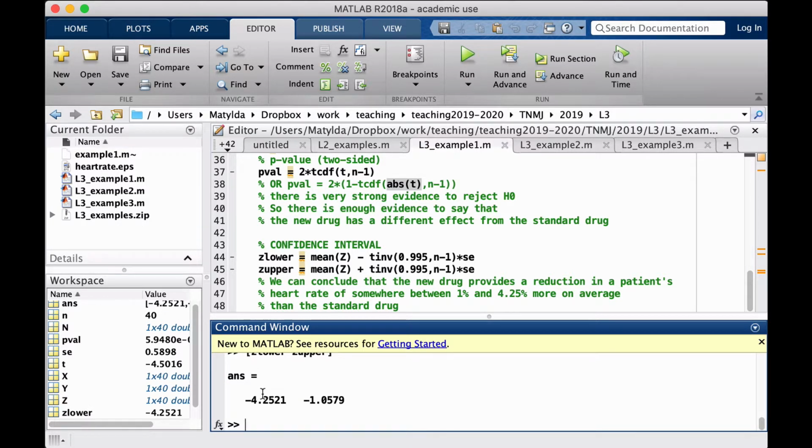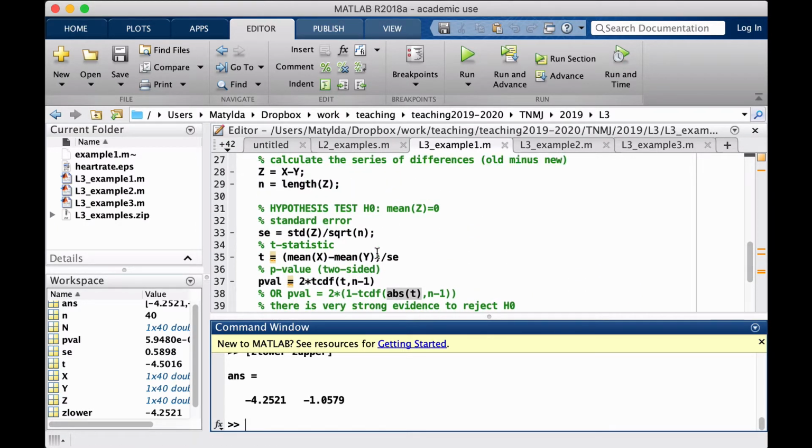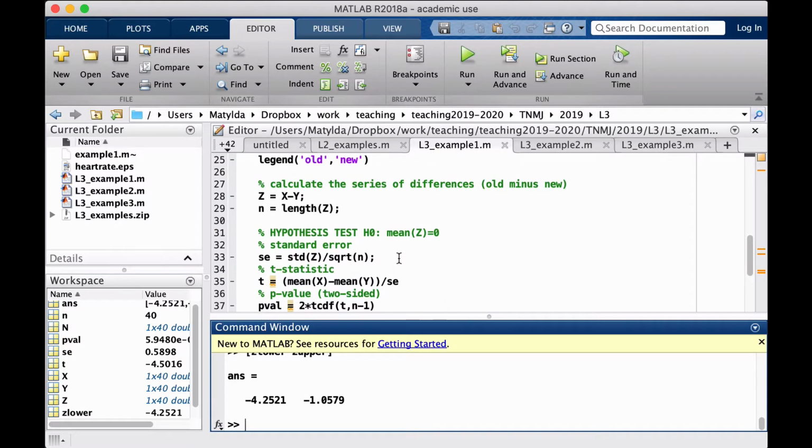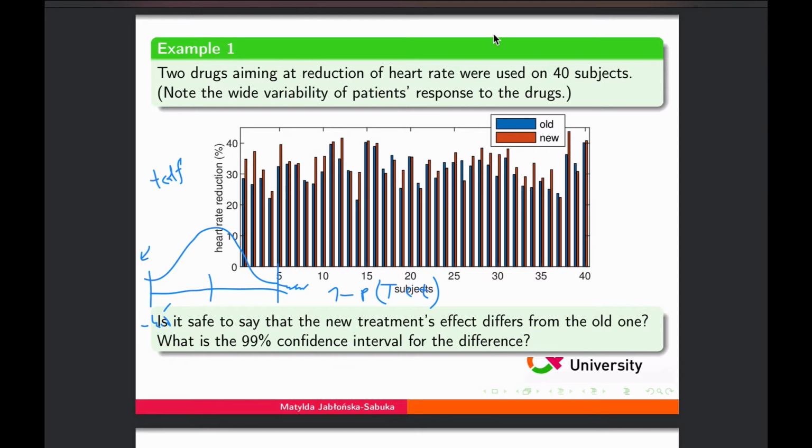So now we could try to conclude more, because we only asked whether they differ or not. And now we can see that the 99% confidence interval is on the negative side. We were taking the difference between the old treatment and the new treatment, and that difference is negative. So in our data, we were told that the drug was aiming at reduction of heart rate. So the better treatment should be the one with lower values, but now it seems like statistically the new treatment has higher values. So we would say that the old treatment was better.